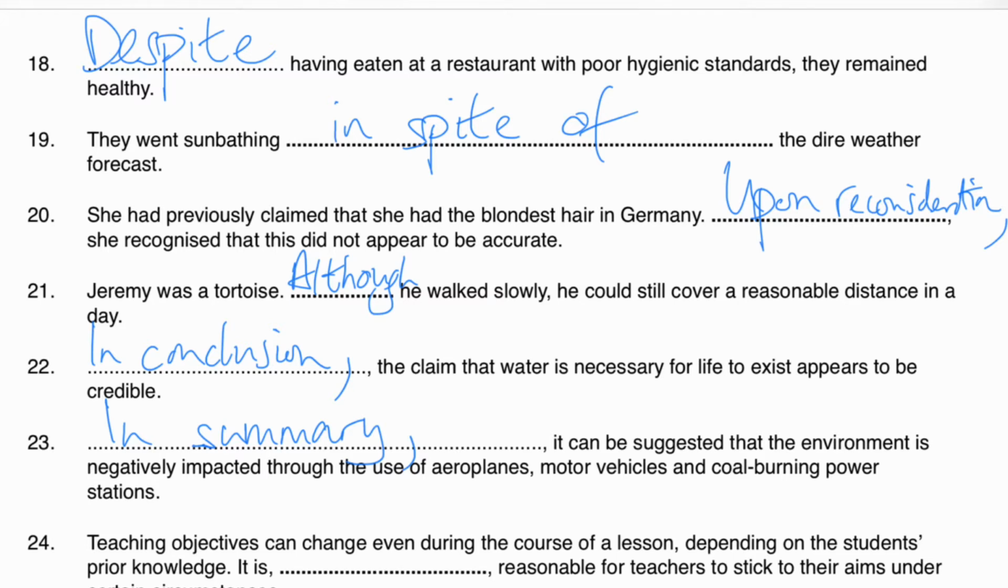Number 23, and this is one way you could start a concluding sentence, so the final sentence of a body paragraph. In summary. So in summary, it can be suggested that the environment is negatively impacted through the use of aeroplanes, motor vehicles and coal-burning power stations. So I'm guessing that there was something about aeroplanes, motor vehicles and coal-burning power stations, which was part of the supporting arguments, and yeah, it's hard to tell just from this, obviously. Okay.